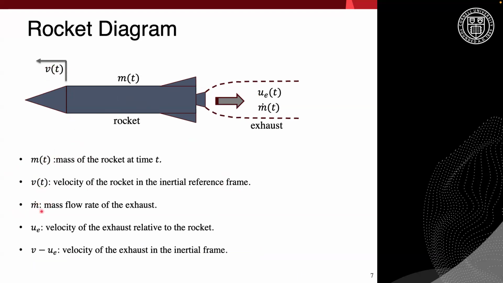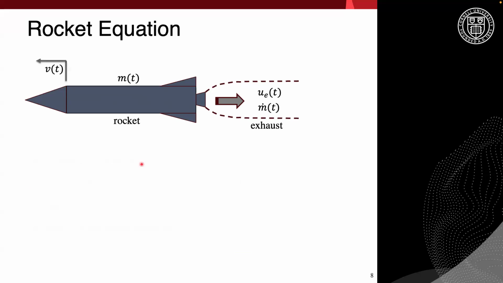And then you have m dot, which is the mass flow rate of the exhaust gas. And we have ue, which is the velocity of the exhaust gas relative to the rocket. And then we have v minus ue, which is the velocity of the exhaust in the initial reference frame. So this quantity is important, as we will see next. So ue is defined with respect to the rocket, and v minus ue is the velocity of the exhaust gas that is observed from an external observer that is watching the rocket.